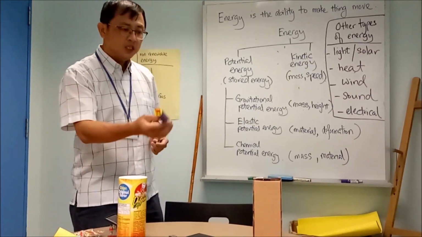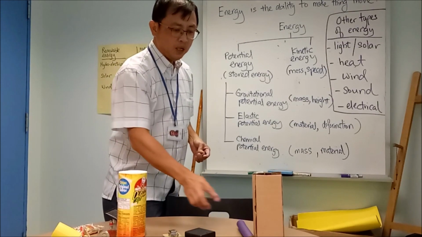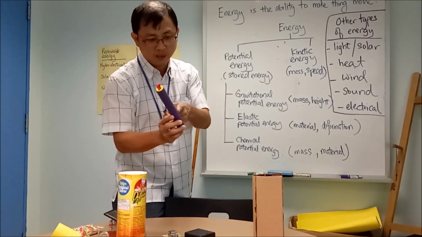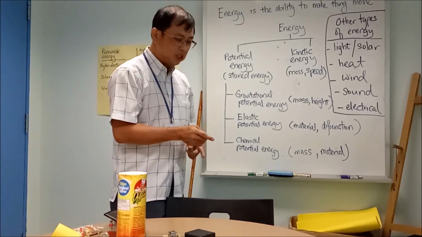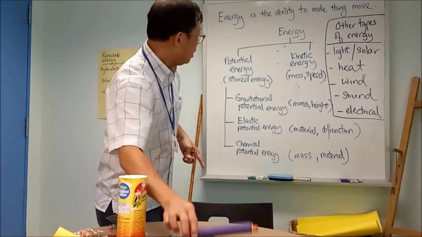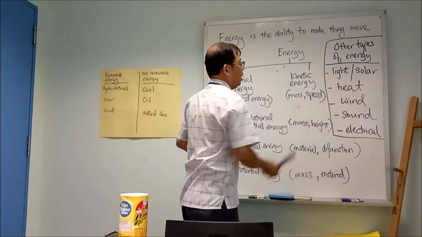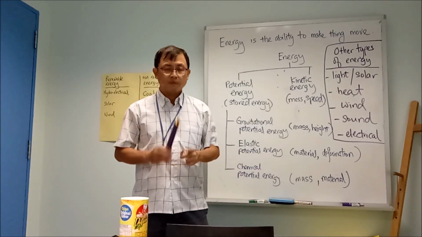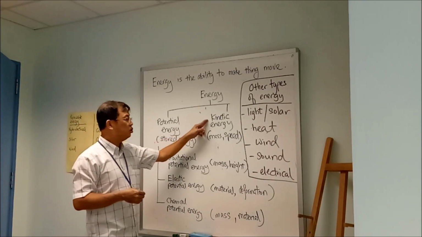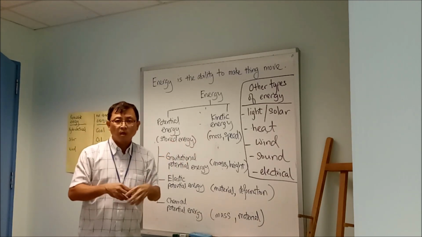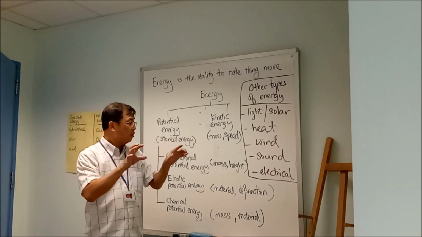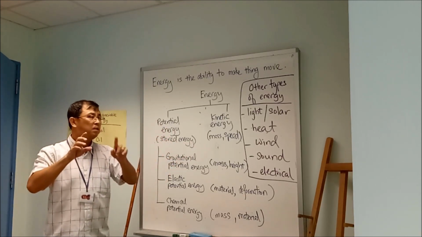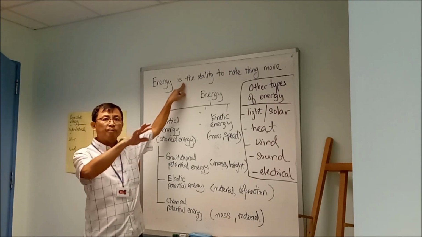So let's try this. This one now with a low speed cannot make things move so effectively. But if it has a high speed, then it can make things move better. So slow speed, low kinetic energy; high speed, high kinetic energy. Another factor that affects kinetic energy is the mass of the object. For the same amount of speed, the object with a higher mass will have higher kinetic energy, meaning it can make things move further. Let's try.